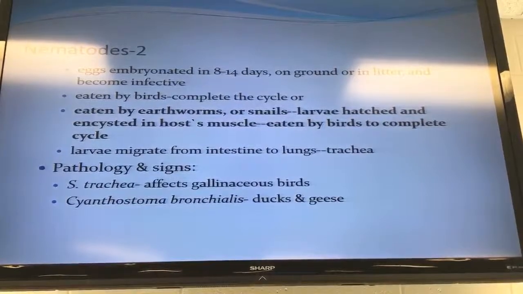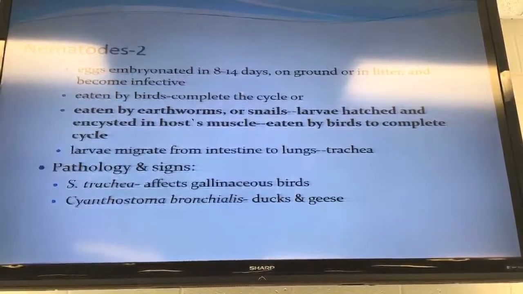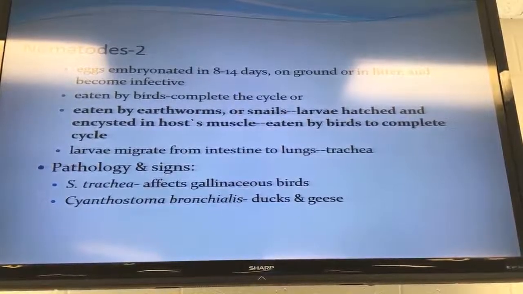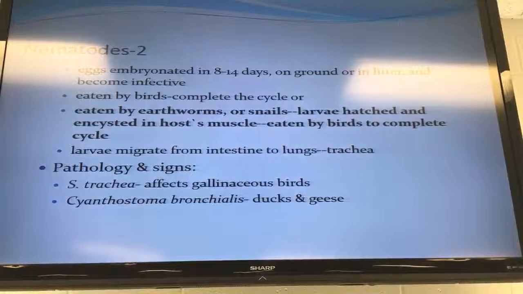Now, the eggs in the feces can also be eaten by earthworms and snails. Then they encyst in the earthworm and snail body, in the muscles, and when they're eaten by birds again, they develop into adults. So you can have a direct life cycle or an indirect life cycle. With the indirect life cycle, the intermediate host is going to be either the snail or earthworms. Just remember this, because some of the other nematodes we talk about have a similar life cycle. They can be direct or indirect, with the earthworm being the intermediate host.